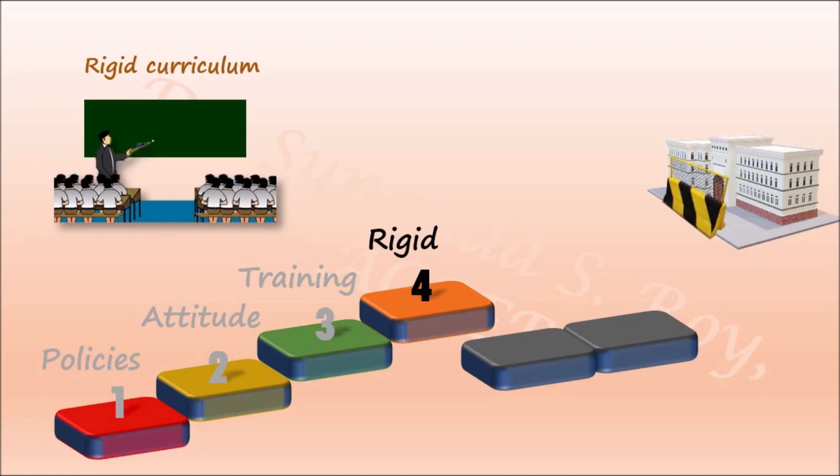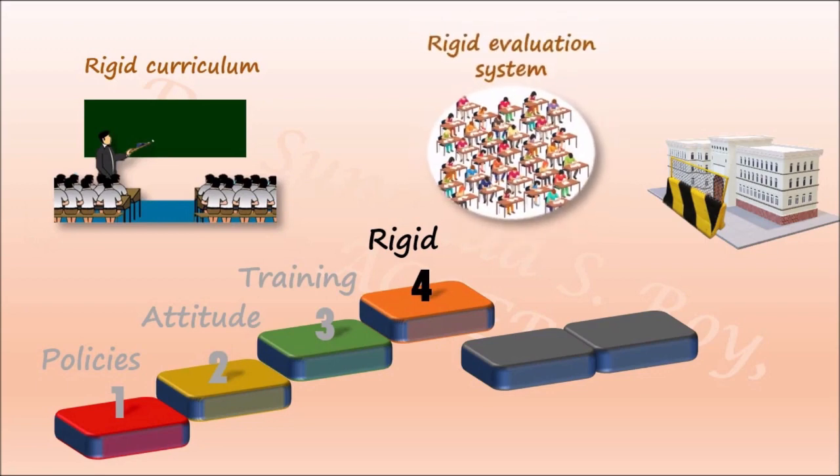For example, the uneducable mentally retarded students need to be taught skills that will make them economically independent. Such courses rarely are included in the curriculum. The rigid evaluation system is based on memory, focusing on language and mathematics.